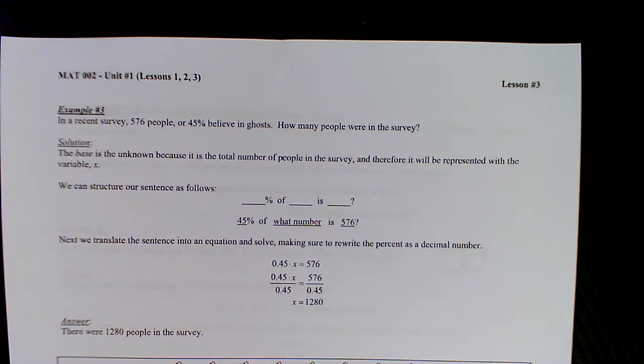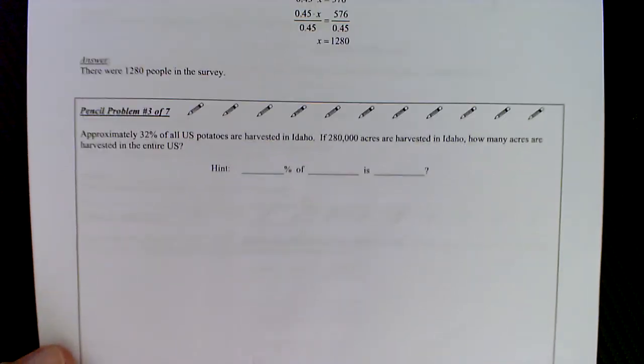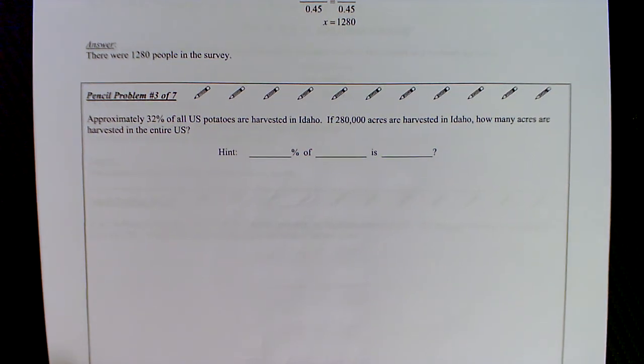Okay, moving on. Other examples, so no new concepts, just same idea. Give the hint again in the pencil problem. And we're talking about some potatoes. 32% of all potatoes are harvested in Idaho. There's 280,000 acres in Idaho. How many are in the entire United States?